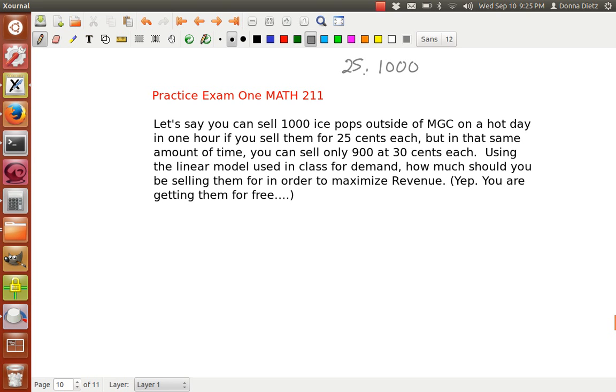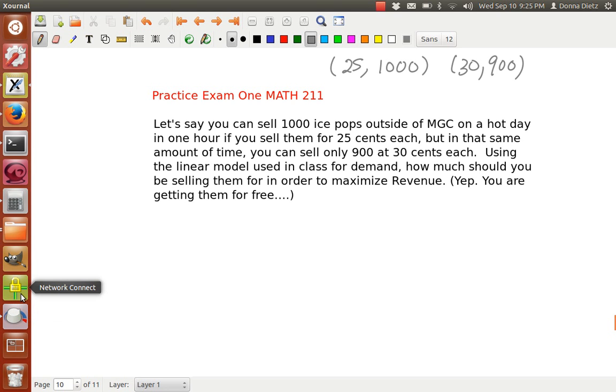So 25 cents is going to be our dependent variable. We could do it the other way around, but this just makes more sense because we control the price. And if we go and sell them at 30 cents, then this bumps down to selling only 900.